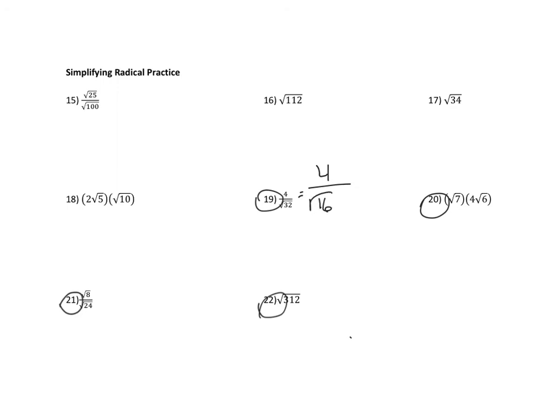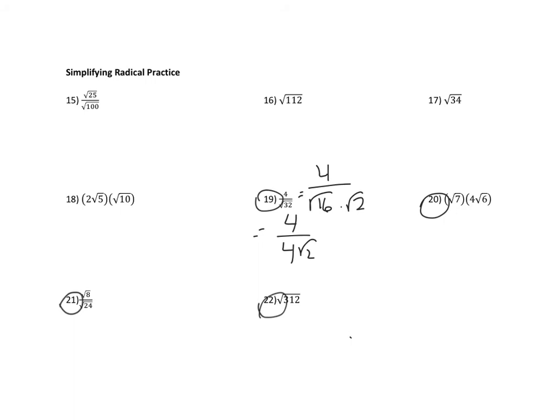So I'm going to split this up into the square root of 16 times the square root of 2. I kept the square root symbol because I have not taken a square root. So I keep that 4 because it can't be simplified. The square root of 16 is 4, and the square root of 2 stays as the square root of 2.